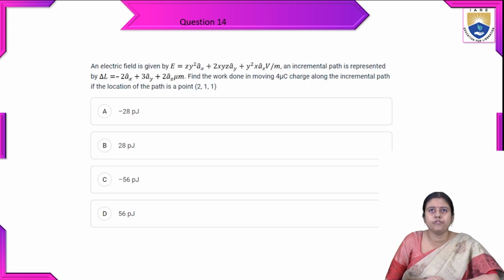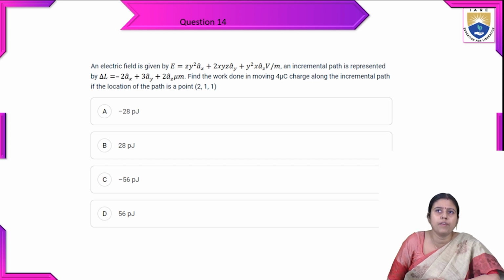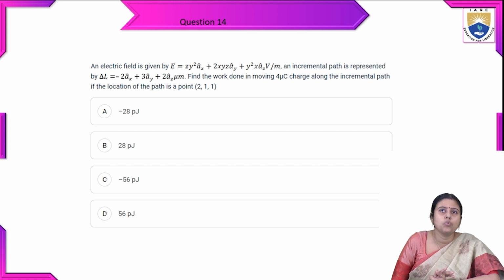Question number 14. An electric field is given by E is equal to z y square ax plus 2xyz ay plus y square z az. An incremental path is represented by delta L, 2ax plus 3ay plus 2az. Find the work done in moving a 4 microcoulomb charge along the incremental path if the location of the path is 2, 1, 1.